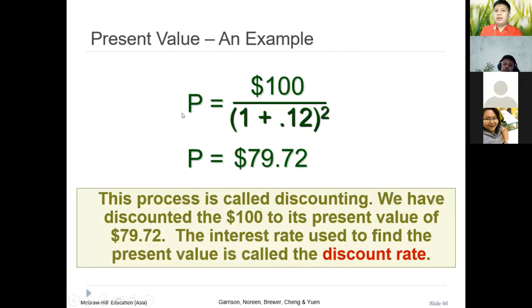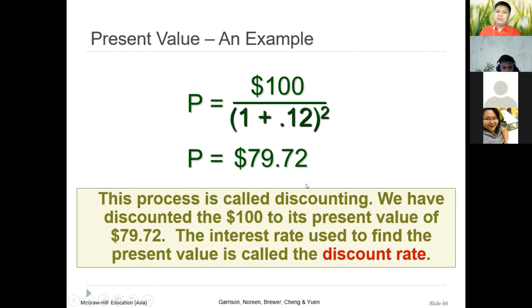Applying the formula, P is equals to 100 over 1 plus 0.12 raised to the 2. Okay, so if you do the calculation, you will arrive at 79.72. So this process of determining P is called discounting. And we have discounted the 100 to its present value of 79.72. The interest rate used to find the present value is called the discount rate.